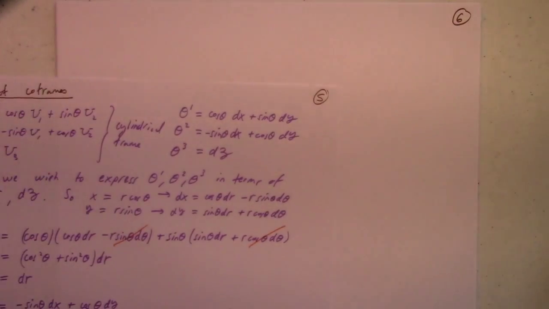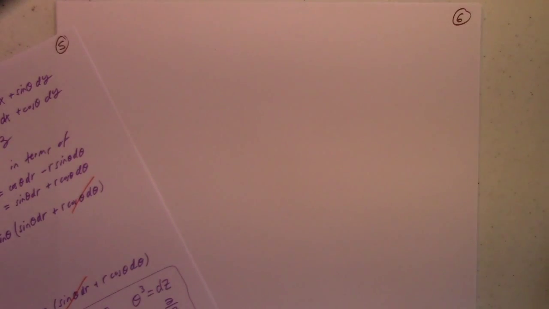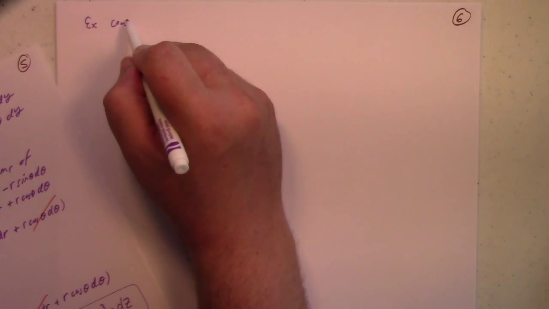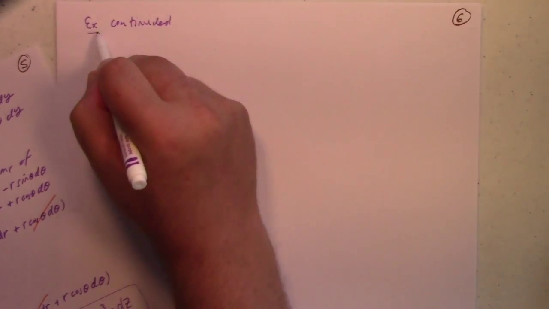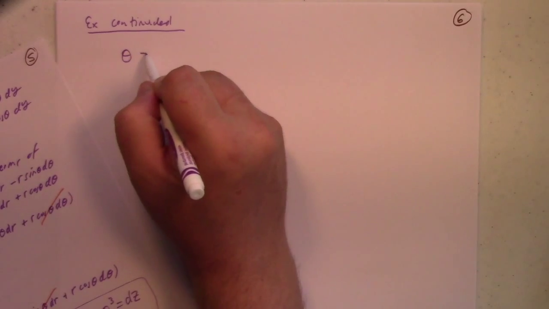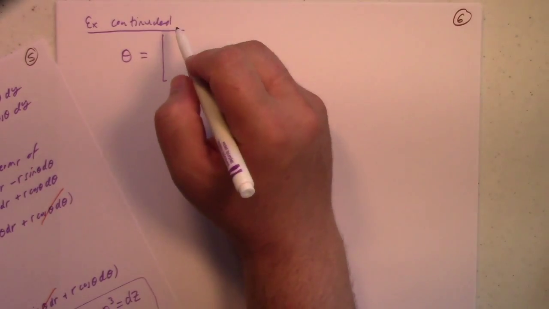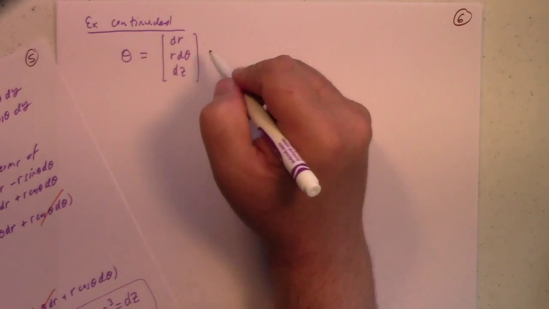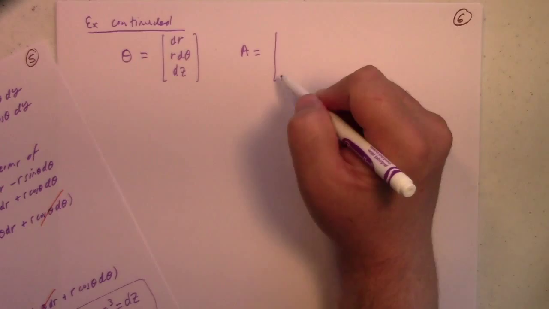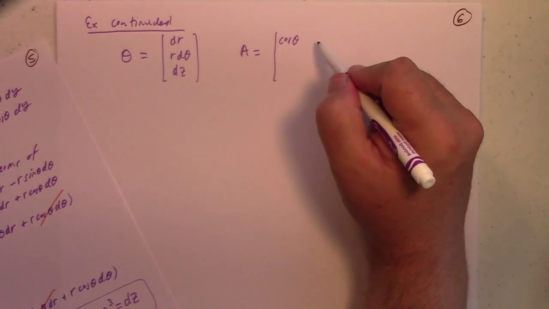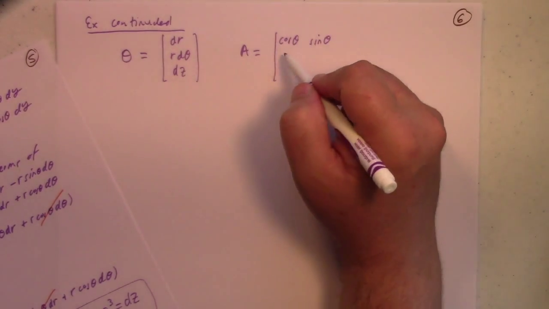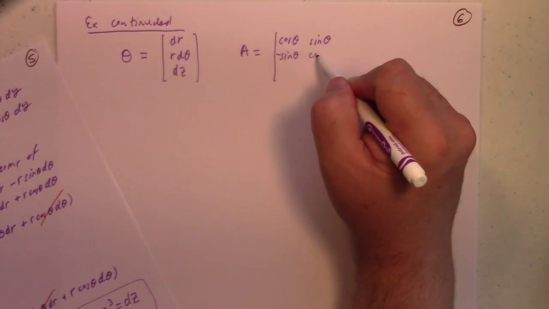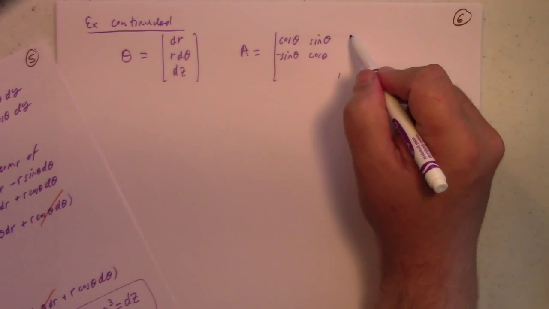6, but continuing my example from page 5, so what we have basically is theta is what? Theta is dr, r d theta, dz, right? My attitude matrix is just a 2x2 rotation with a 1 in the other column and row, and zeros for these. Let's see here, cosine theta, 1, right?